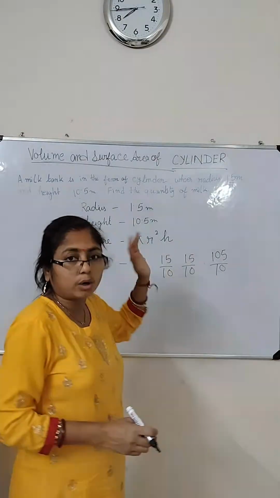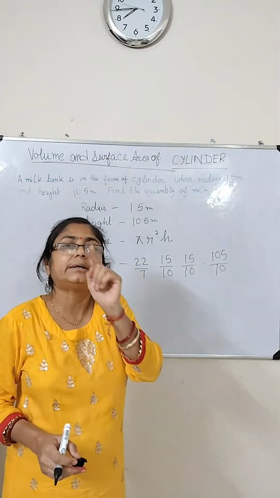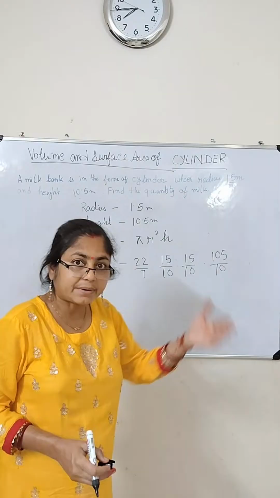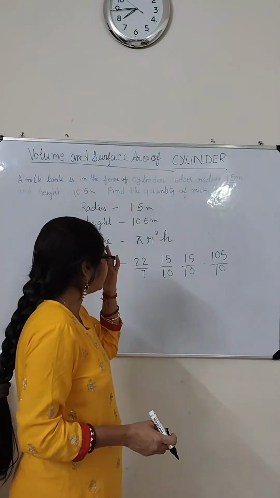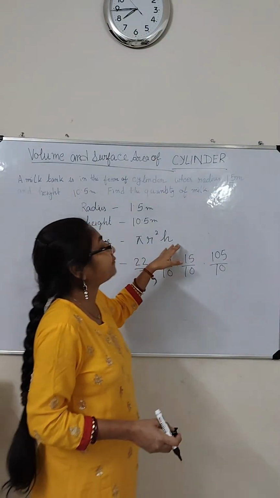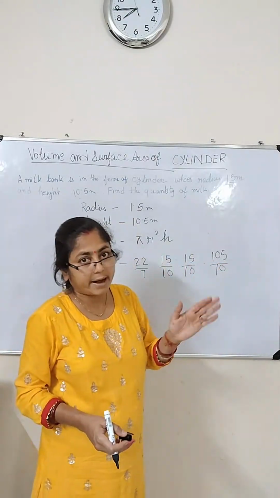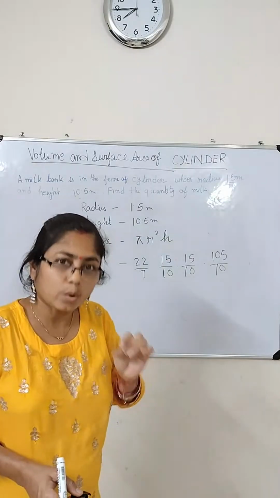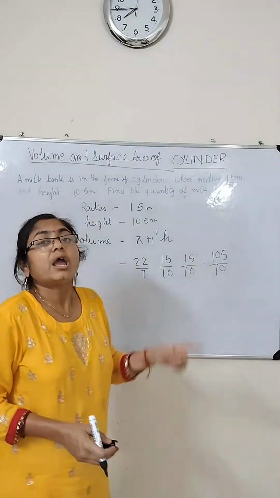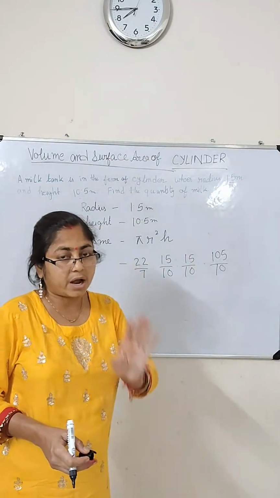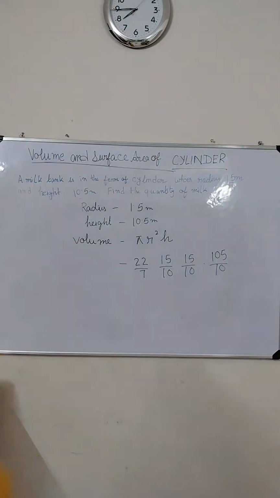Put the value of radius. Here there is a decimal. I remove the decimal, so I write 10 here. And put the height, that is 10.5, and remove the decimal and write 10 also. Okay, first you do this one. You start to calculate. I give you 1 minute, then I start my calculation.